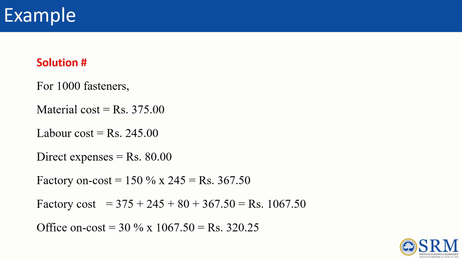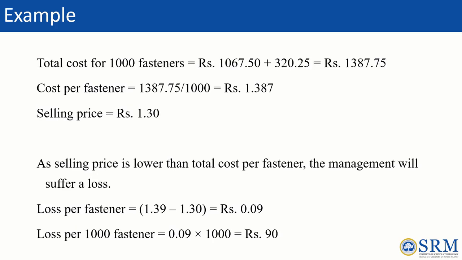Next, adding these production values together gives an initial factory cost of rupees 1067.50. From there we calculate our office overhead as 30% of this factory cost, which gives rupees 320.25. So now adding our office overhead to the factory cost gives a total cost of rupees 1387.75. For the hourly batch of 1000 fasteners, this means our actual cost to manufacture a single fastener is rupees 1.39.